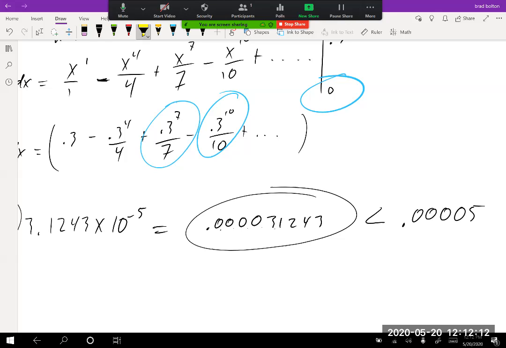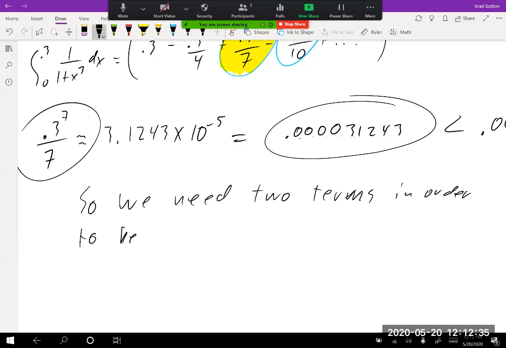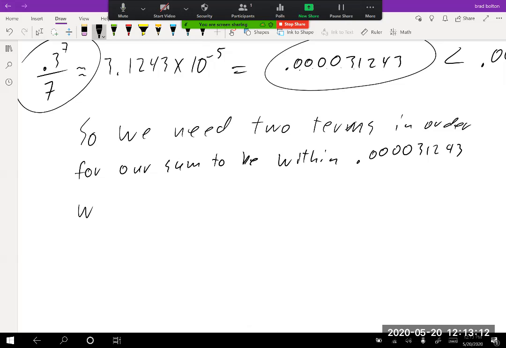So that means that our error term is this guy. That's our error term. So we need 2 terms in order for our sum to be within 0.0000312243, or you could just say 0.00003. So did we get the desired accuracy? Yes, we're actually better. We're within 0.00003. They only wanted 0.0005.